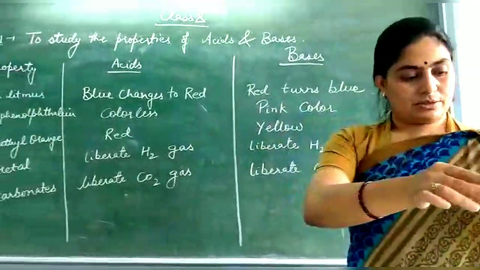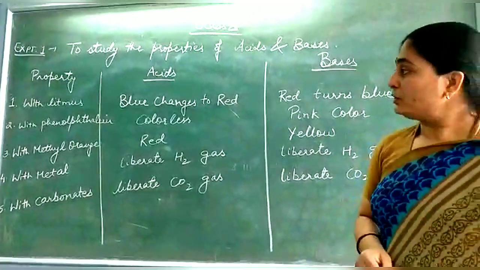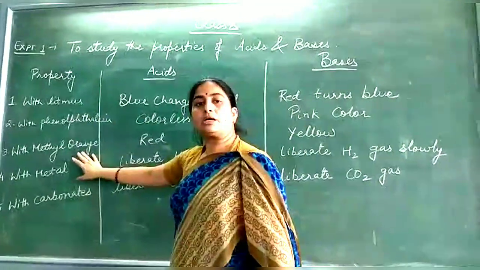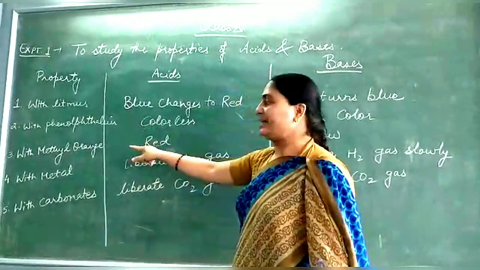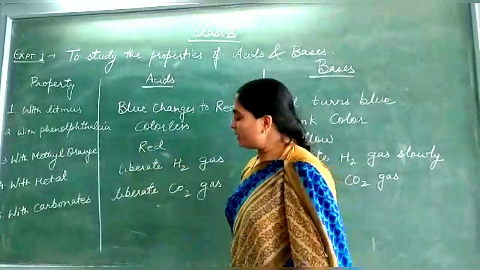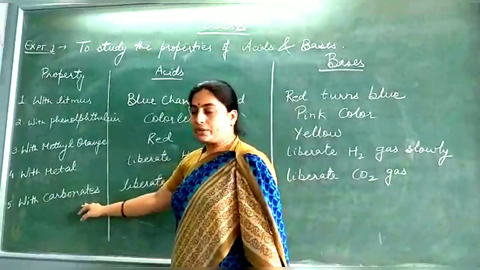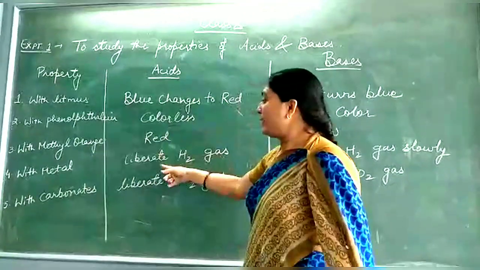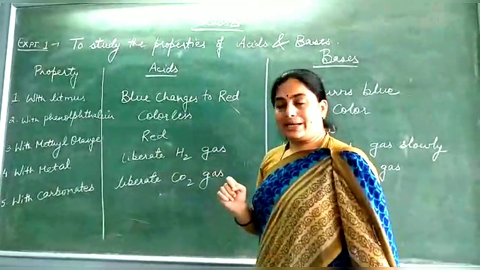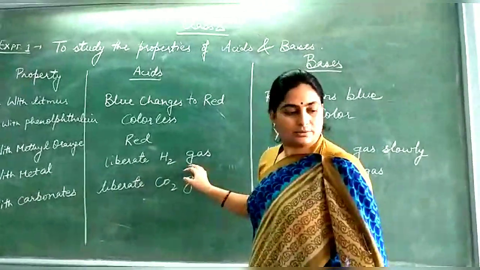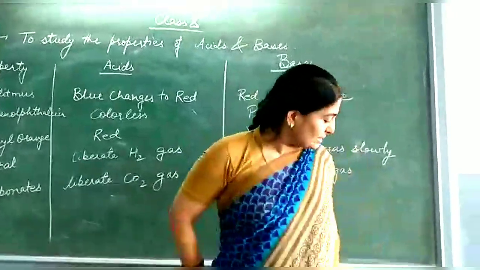Now we'll move to some chemical properties. Till now we have discussed only the change in color with the indicators. Now we'll discuss chemical properties with metals and with carbonates. So what will happen when acid reacts with metal? When acid reacts with metal, it liberates hydrogen gas.